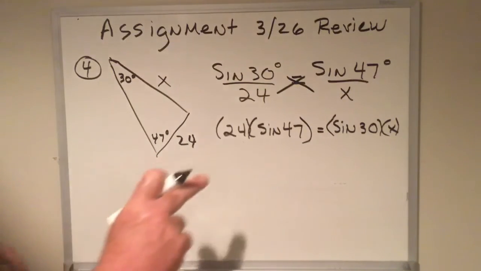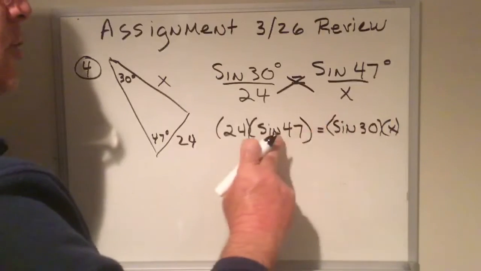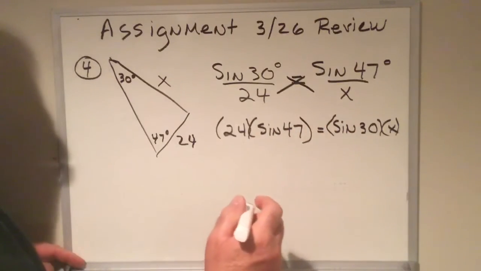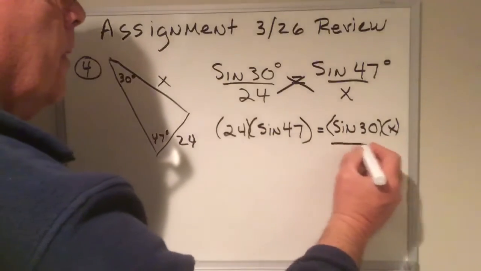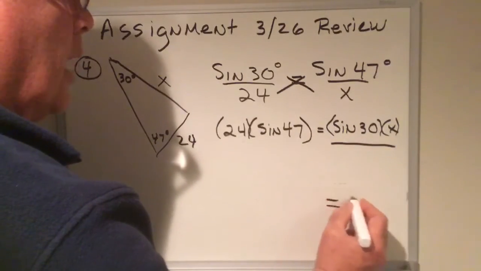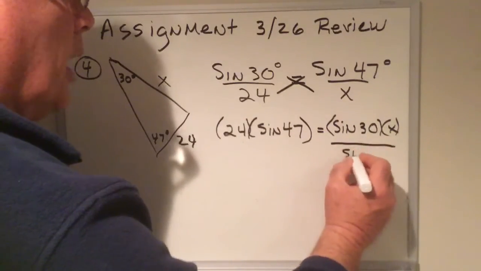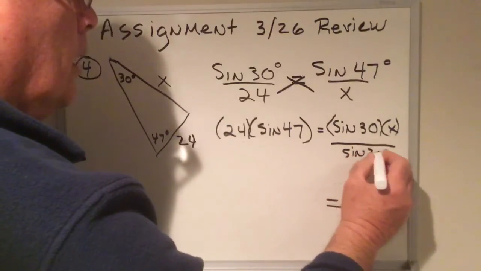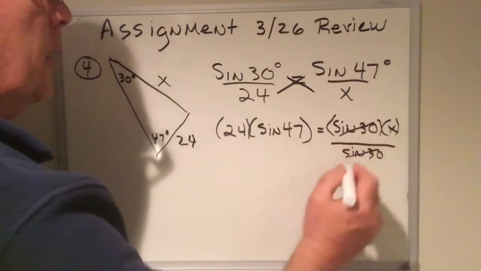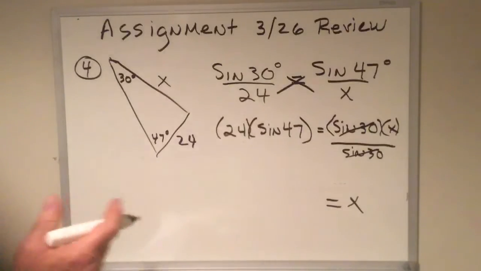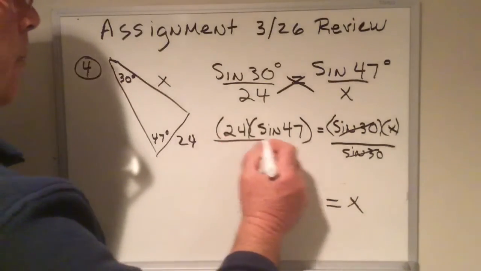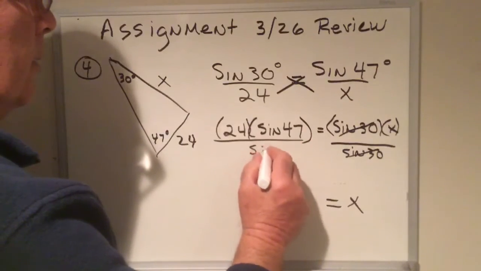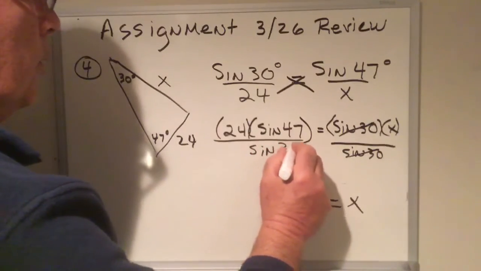Now again, these expressions are actually numbers in your calculator. We're not going to take them out of our calculator. But here we go. To get the x by itself, you're going to have to divide both sides by sine 30. That's that old step in algebra. Over here, we're going to divide this side by sine 30.